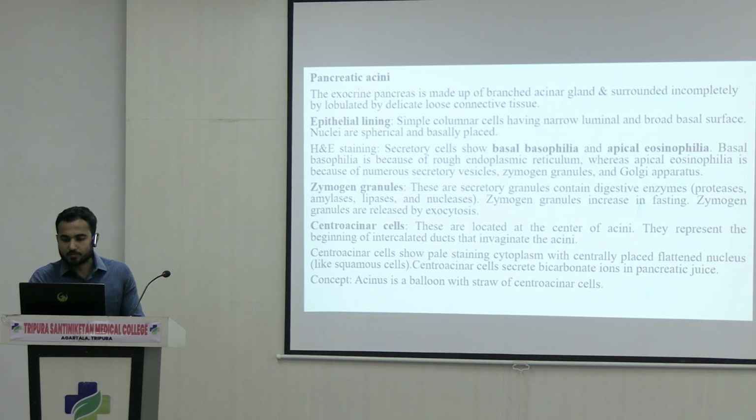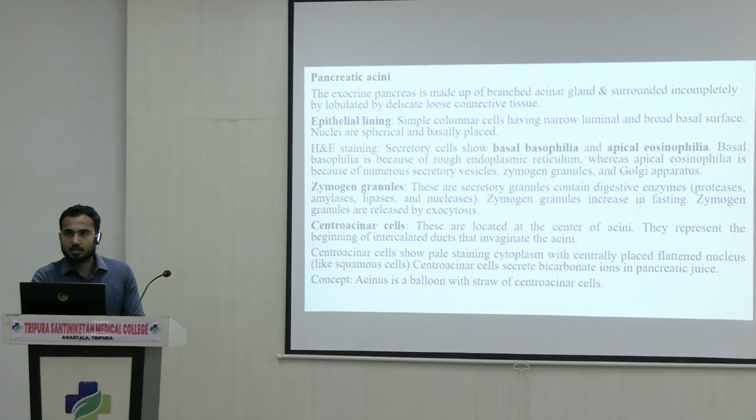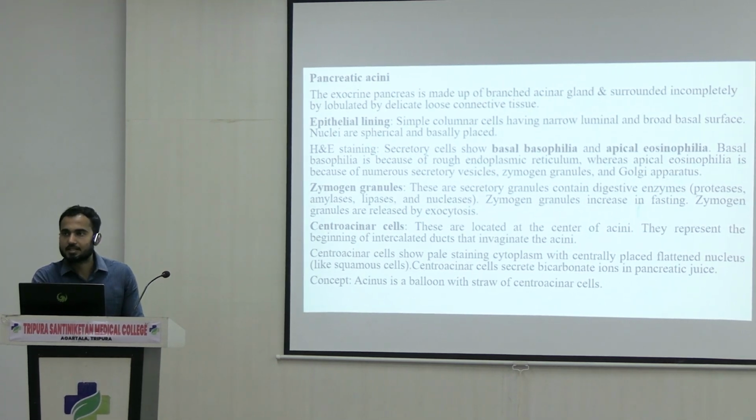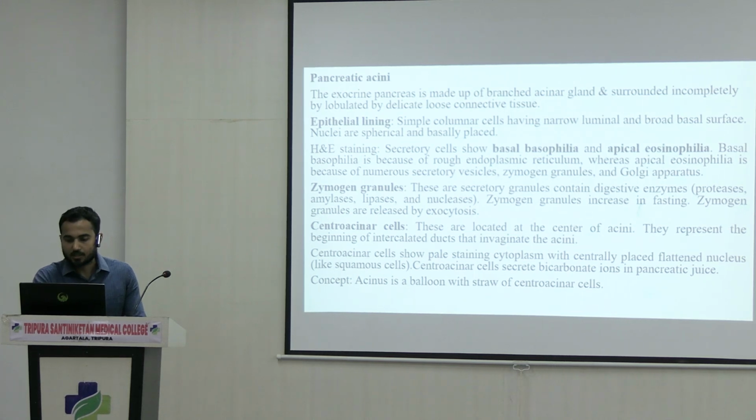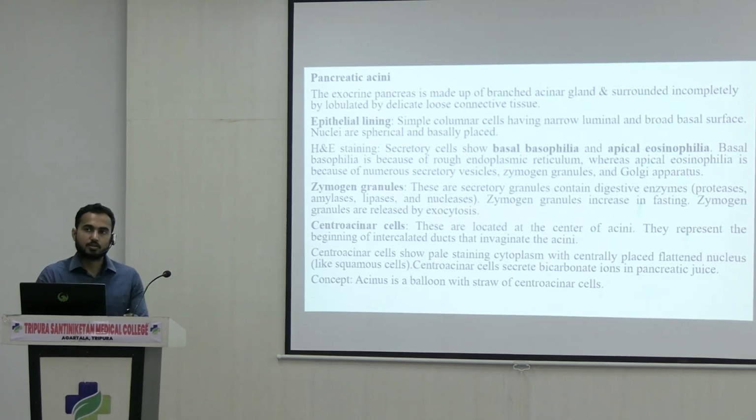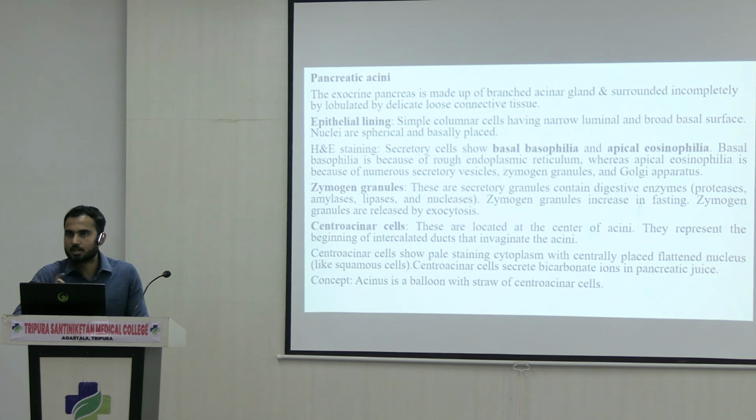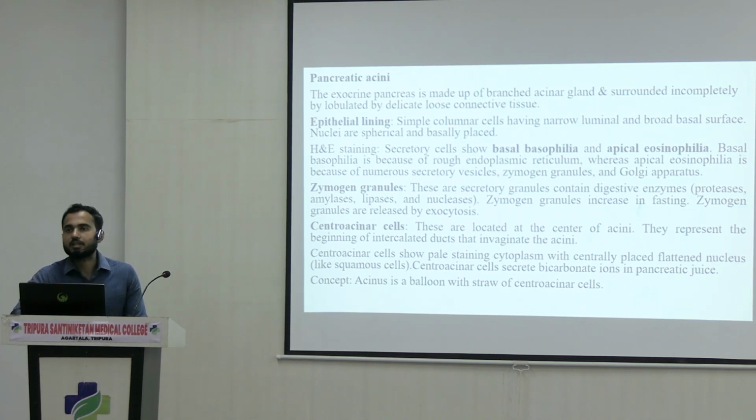These zymogen granules increase in size during fasting, and the secretion from the granules takes place by a process called exocytosis. Next, another important type of cell which can be seen under high magnification is the centroacinar cells. These are located at the center of the acini. If you take one acinus, at the center there are some cells present, called centroacinar cells. These cells are not the secretory part; they are not secreting anything. Rather, they are part of the ducts.